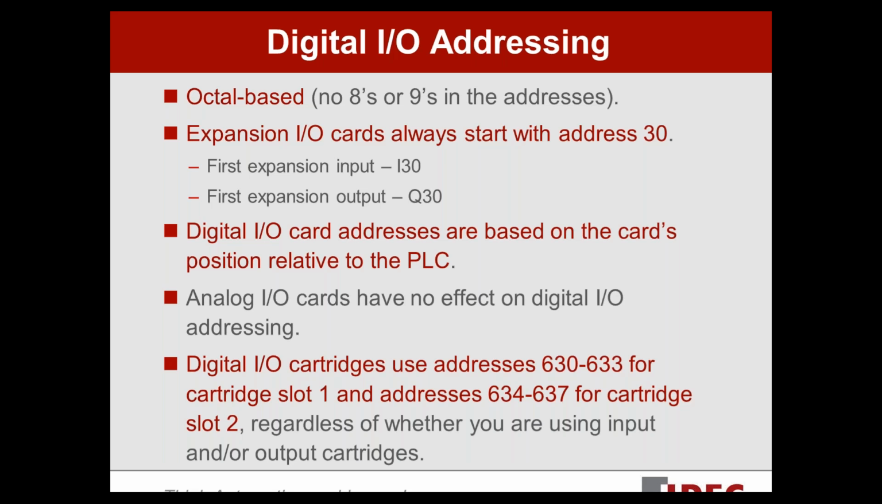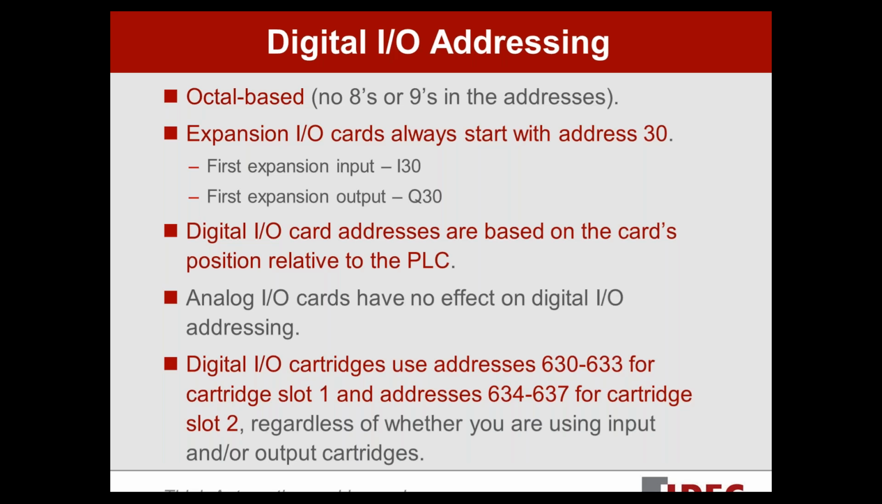Now, as far as expansion I/O, whenever we plug in any expansion cards, whether it's an expansion input or an expansion output to an FC6A PLC, the expansion card's addresses will always start with 30. Okay? So my first expansion input card, the addresses will start with I30. The first expansion output card, those addresses will start with Q30.